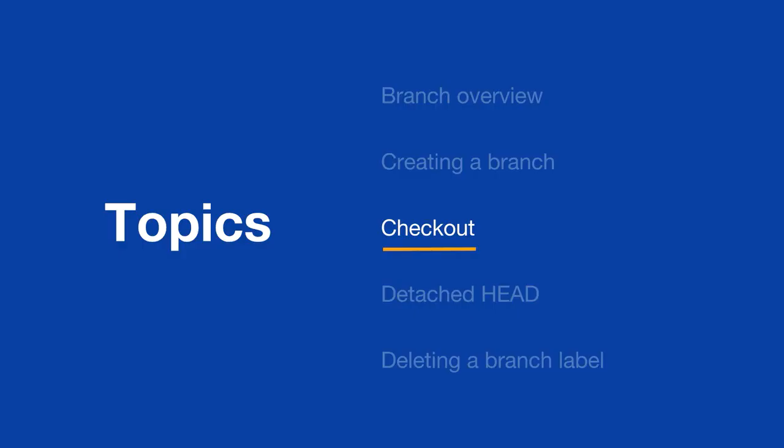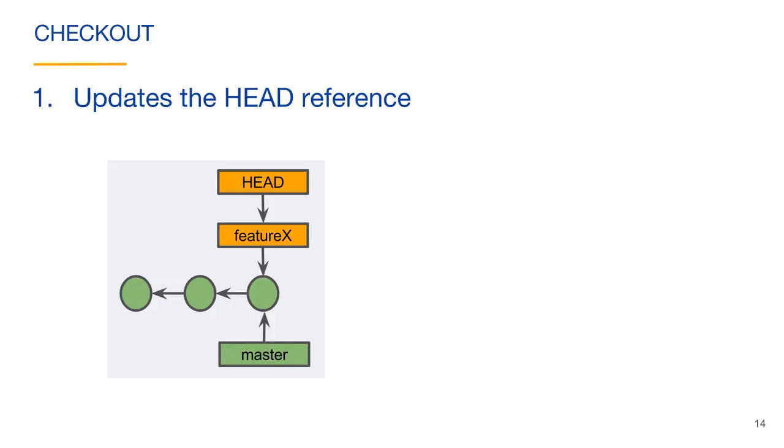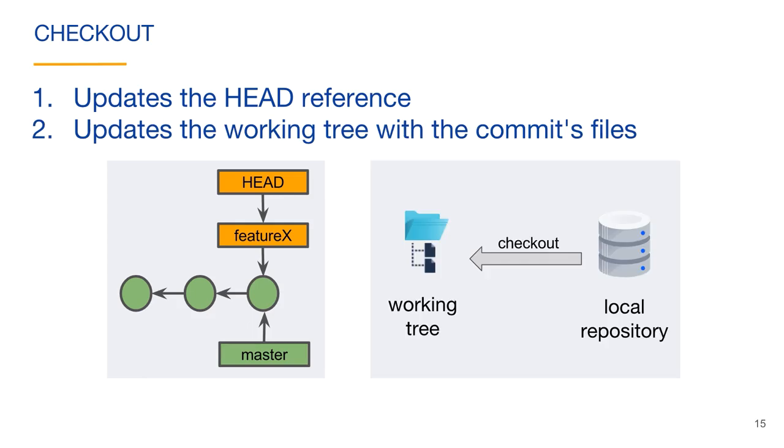Next, we will discuss checkout. Checkout is usually related to branches and does 2 main things. First, it switches the current commit, which is the commit that the head reference points to, to the checked out branch label or commit. In this example, if we were on the master branch and then checked out the feature X branch, the head reference changes from pointing to the master branch label to pointing to the feature X branch label.